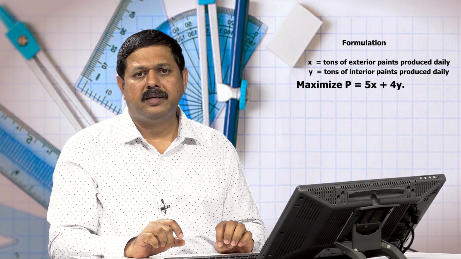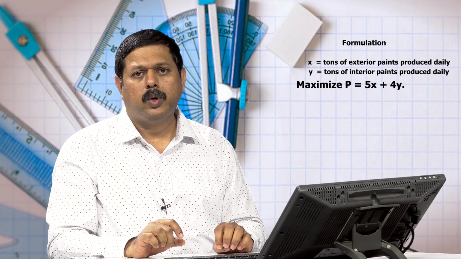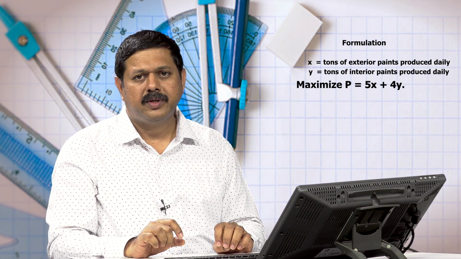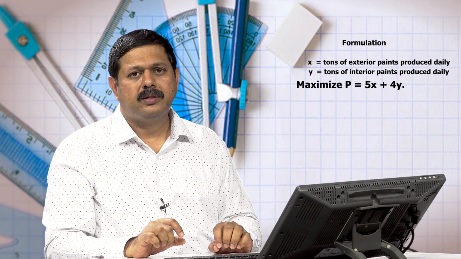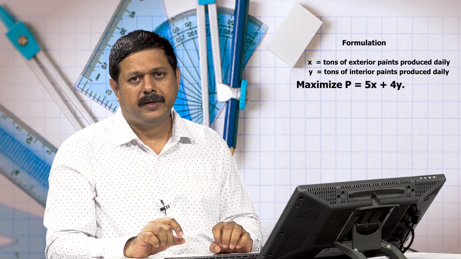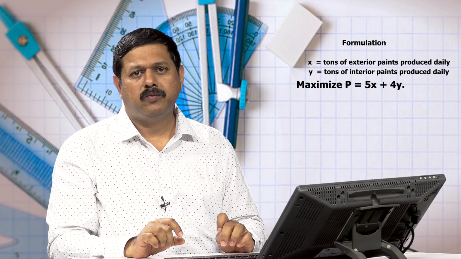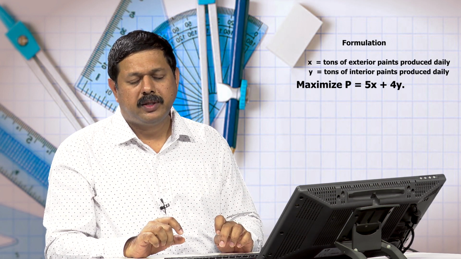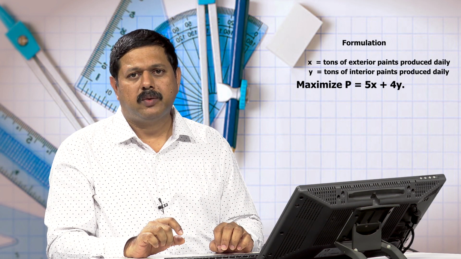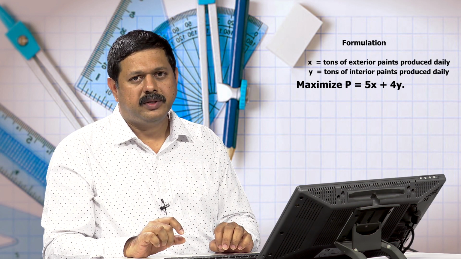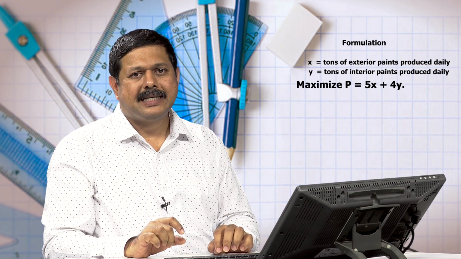Also, it is given that 6 units of raw material M1 are required to produce 1 ton of exterior paint. Hence, to produce x units of exterior paint, 6x units of raw material M1 are required. Likewise, since it is given that 4 units of raw material M1 are required to produce 1 ton of interior paint, 4y units of raw material M1 are required to produce y units of interior paint. Hence, the total raw material M1 required will be 6x plus 4y.